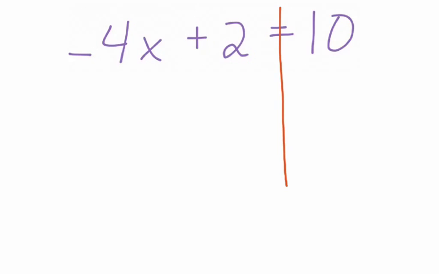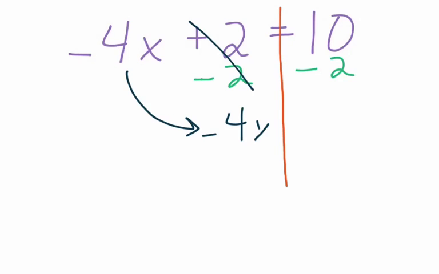We're going to do the opposite of plus 2. So the opposite of plus 2 is to subtract 2, minus 2 from each side of our equation. So I'm going to get a cancel out there, plus 2 and minus 2 cancel out. Bring down the negative 4x right here. That's going to equal whatever 10 minus 2 is. 10 minus 2 is 8, and I've simplified this down to a one variable one-step equation now. I have negative 4x equals 8.